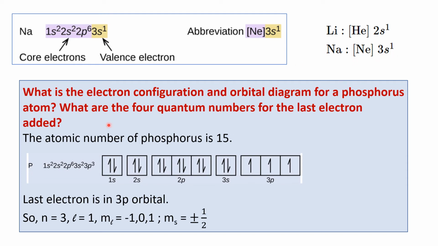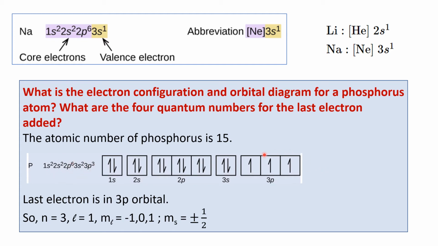So let's see one example. What is the electron configuration and orbital diagram for a phosphorus atom? What are the 4 quantum numbers for the last electron added? If we are talking about phosphorus, phosphorus has 15 electrons. So we will arrange those electrons in the orbitals. When the orbitals are written like this, it is called an orbital diagram. So by filling up the orbitals, we get the configuration as 1s2, 2s2, 2p6, 3s2, 3p3.